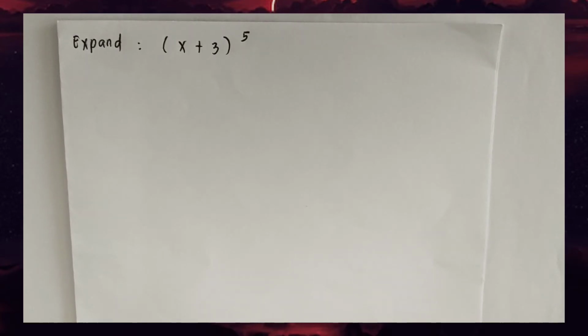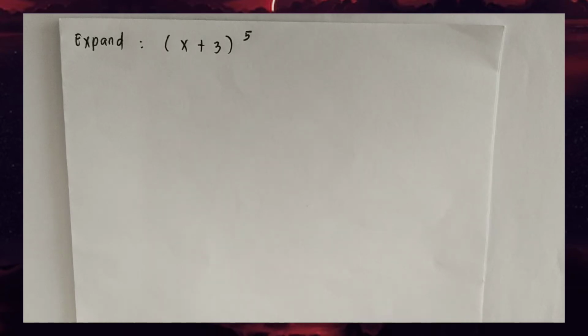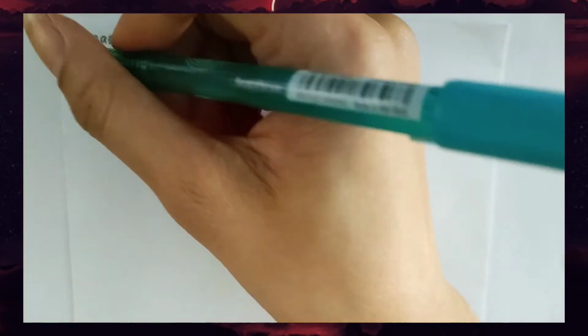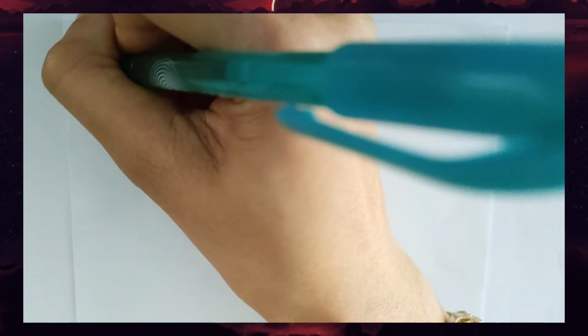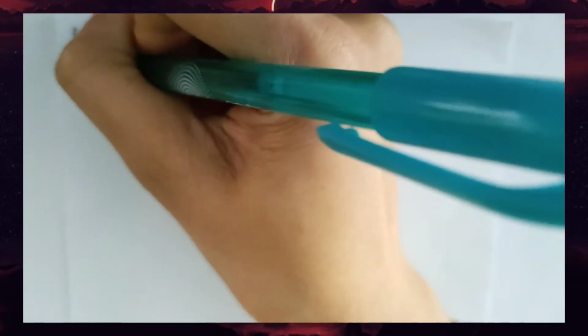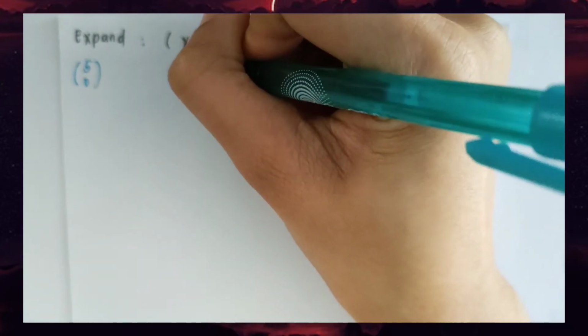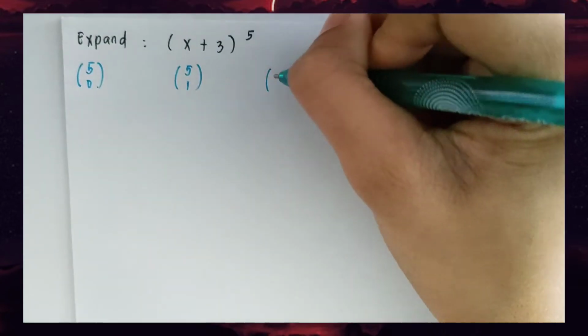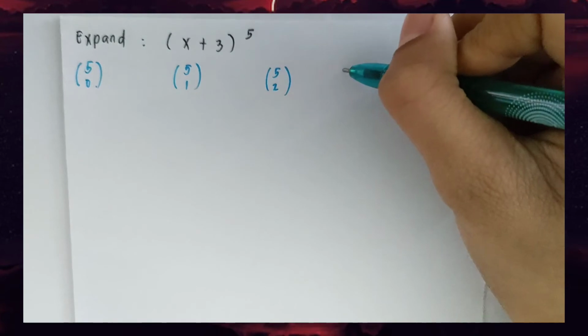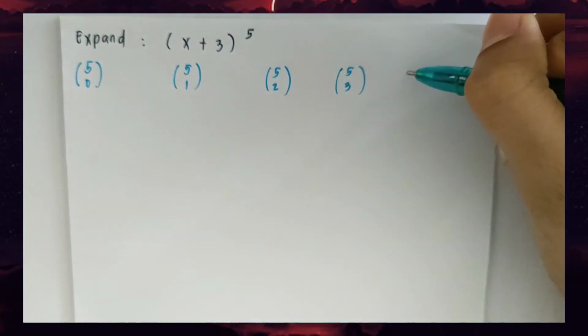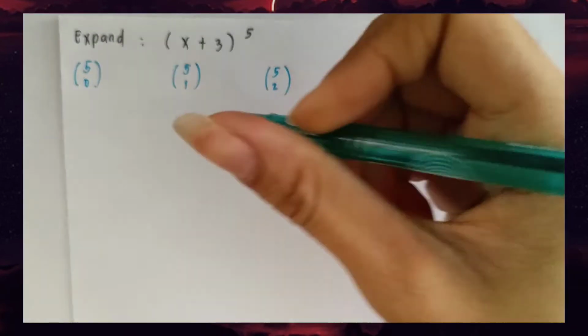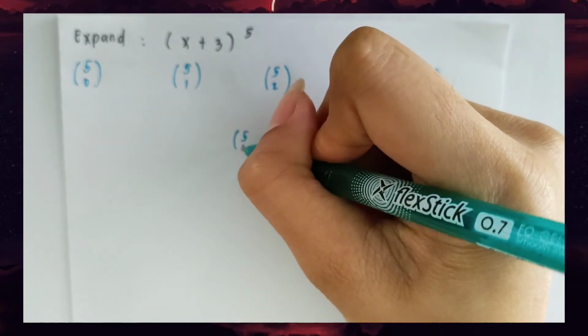Next, let us expand (x plus 3) raised to 5. And here we need to apply the binomial theorem with the combination. So first, let us write the combination nCk: 5C0, 5C1, 5C2, 5C3, 5C4, 5C5.